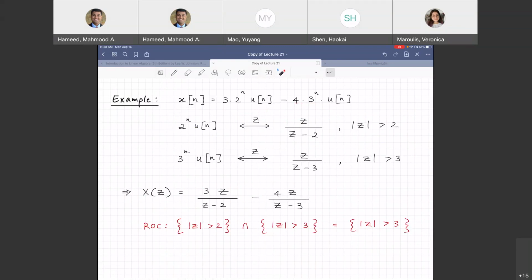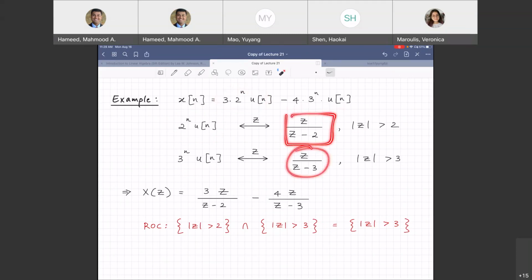Same one as we derived earlier. So for 2 to the n u of n, you have z divided by z minus 2, outside of the pole limited at 2, right? So outside of the circle whose radius is 2. Over here, 3 to the n u of n, z divided by z minus 3, outside of the circle that has a radius of 3.